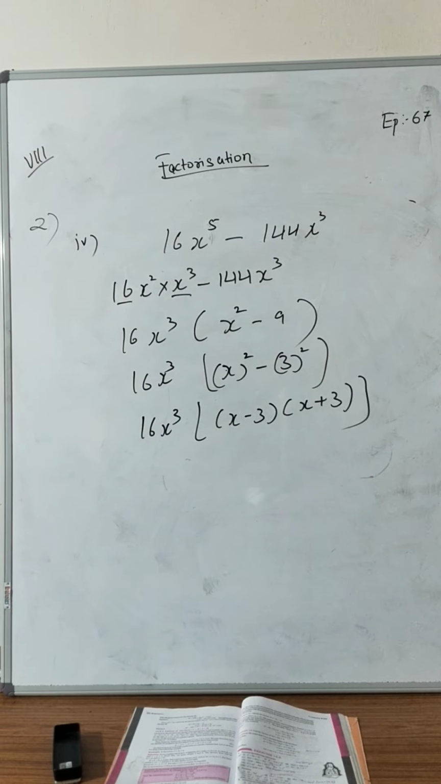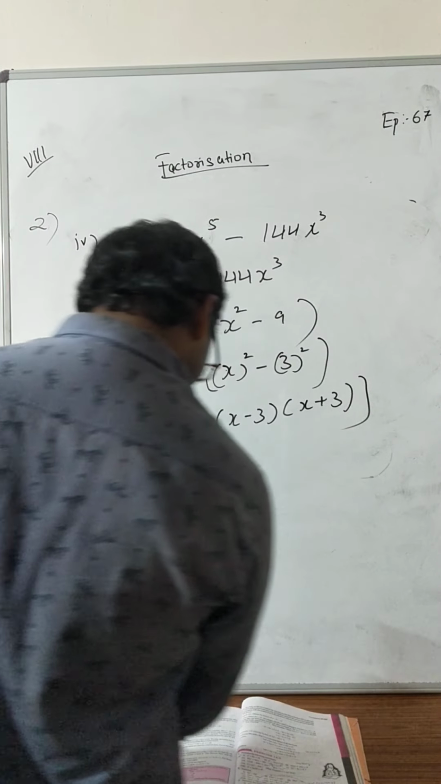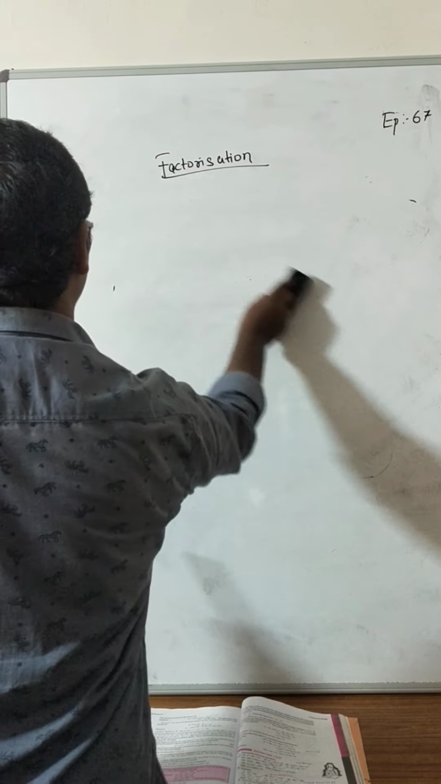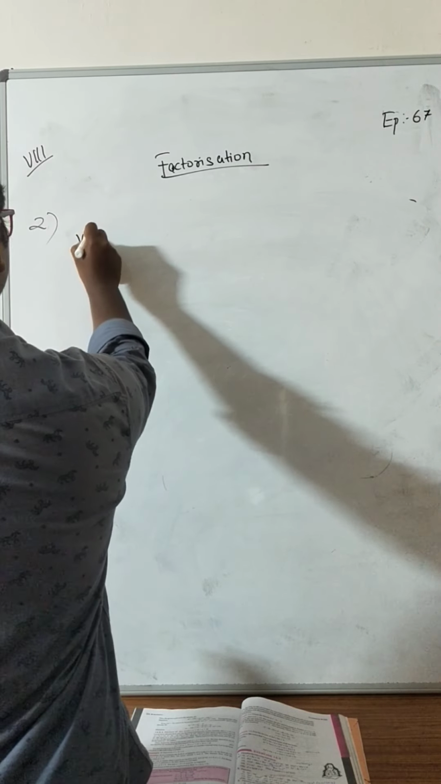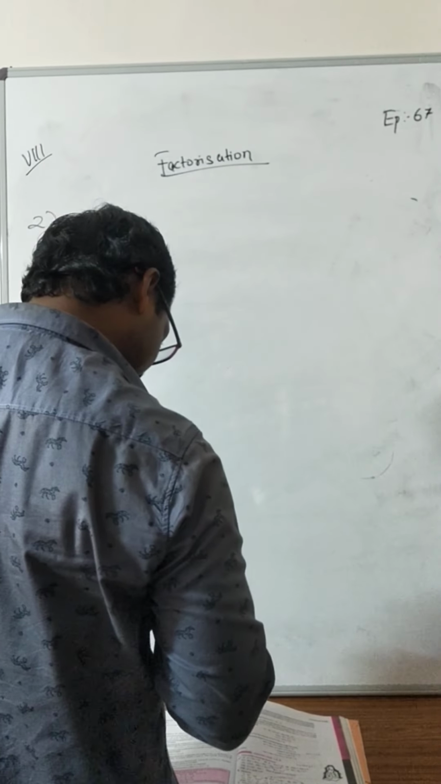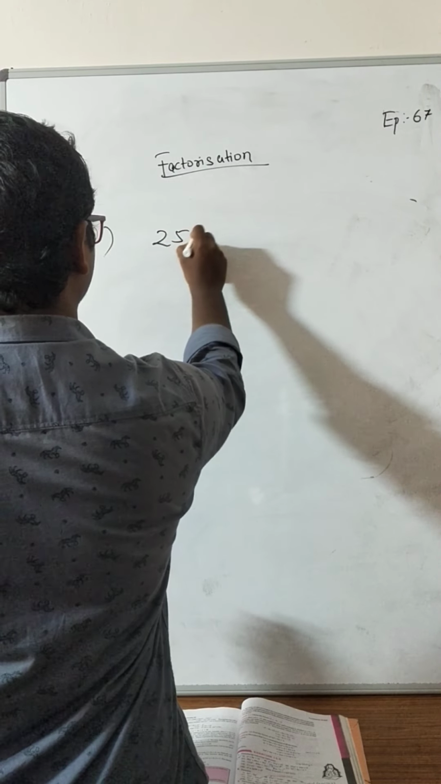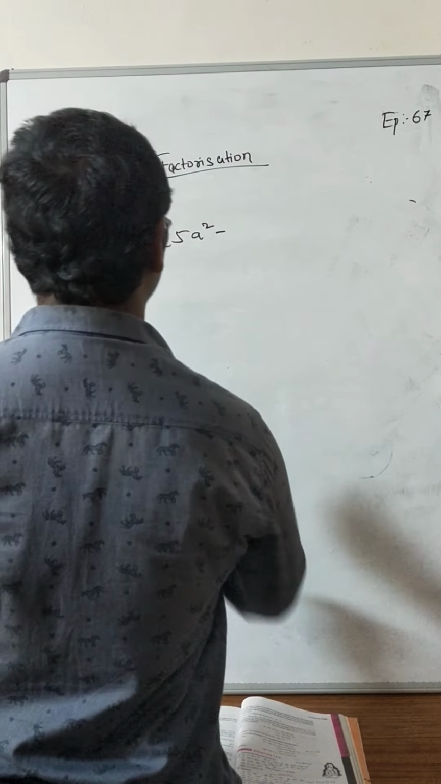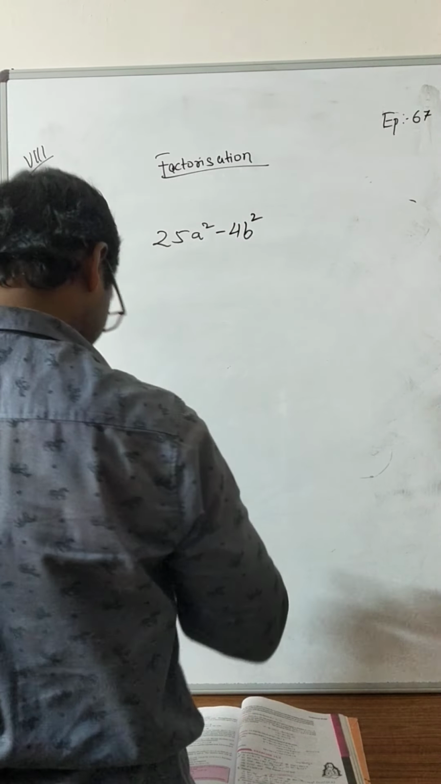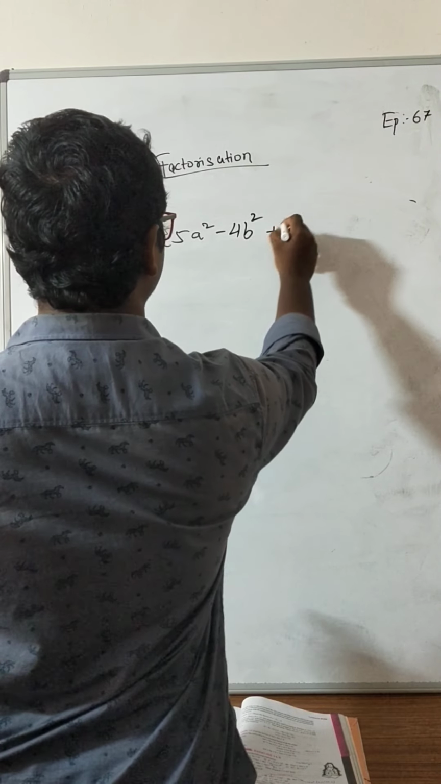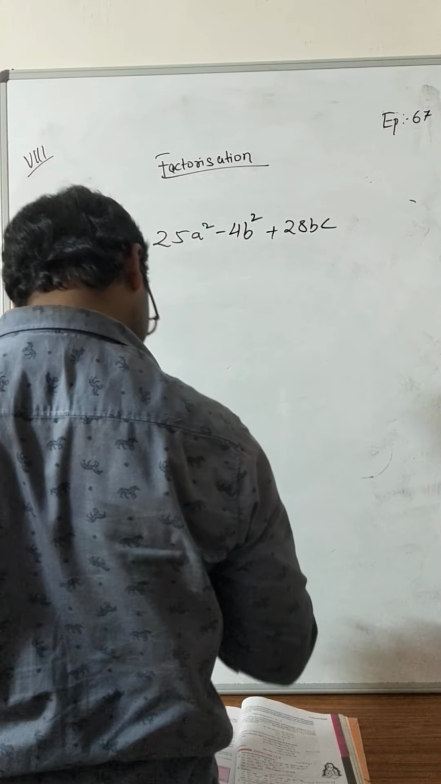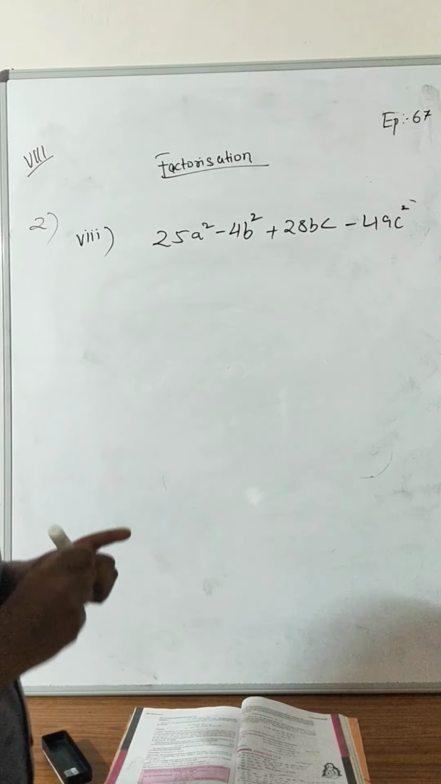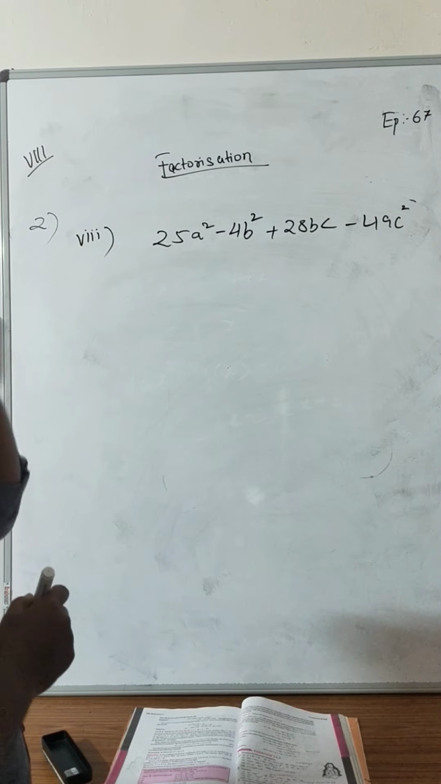Okay, now look at the 8th one. In the 8th one, the question is 25a square minus 4b square plus 28bc minus 49c square.